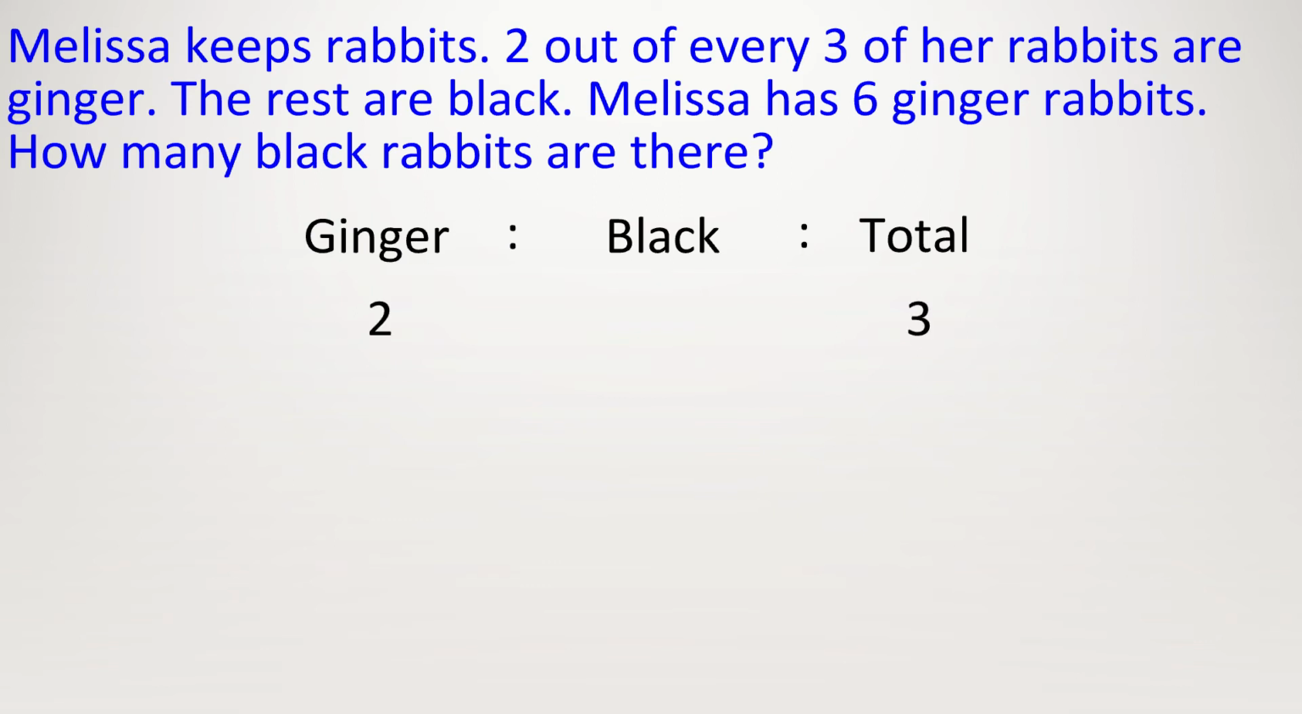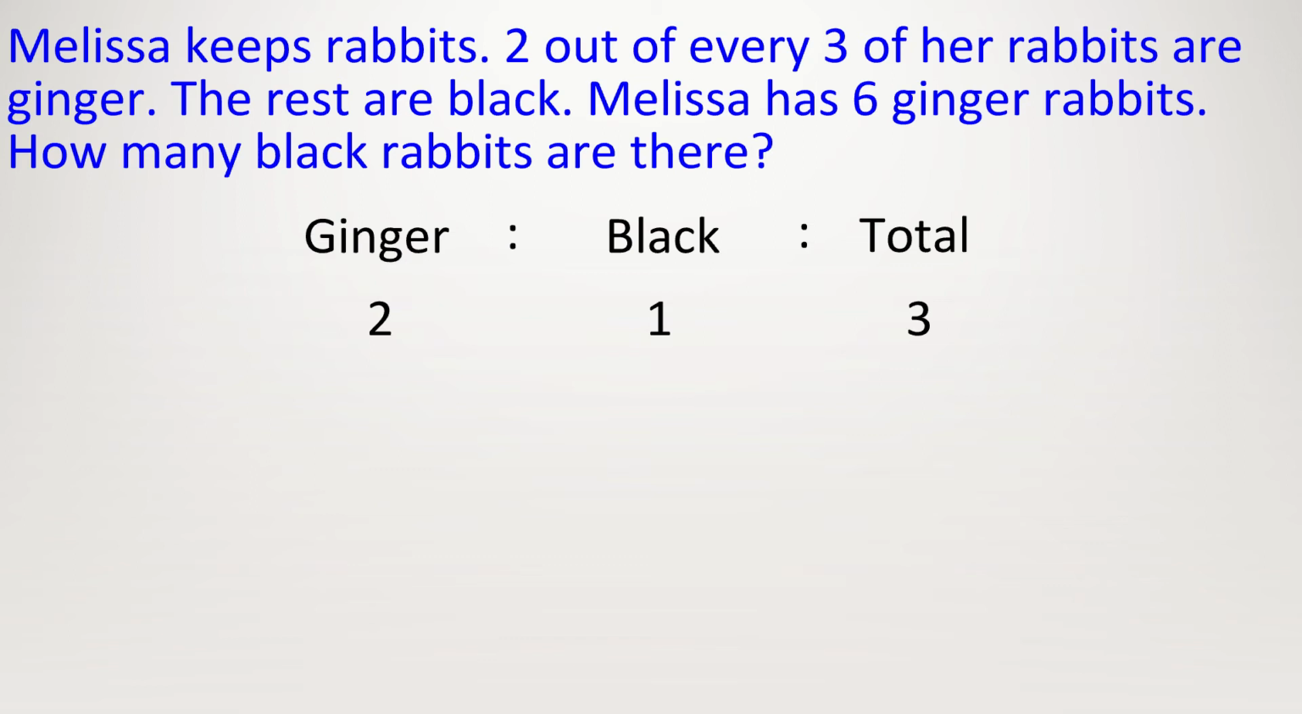Because of that, how many black rabbits are there? It is 3 take 2, which is 1. The first row is 2, 1, 3. The fake total is 3. In the question, it says Melissa has 6 ginger rabbits. So where to put 6?